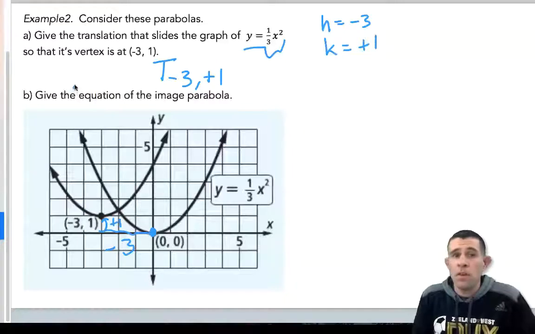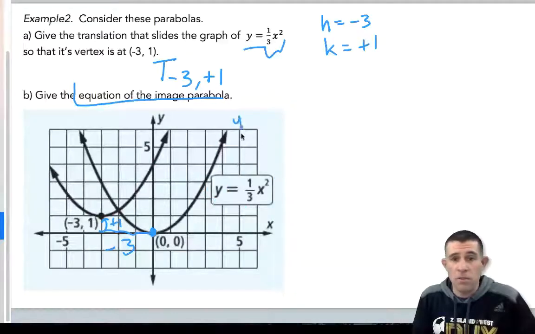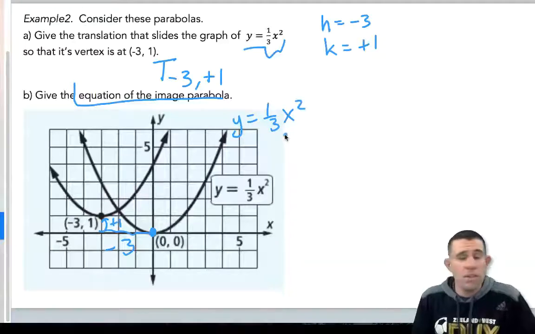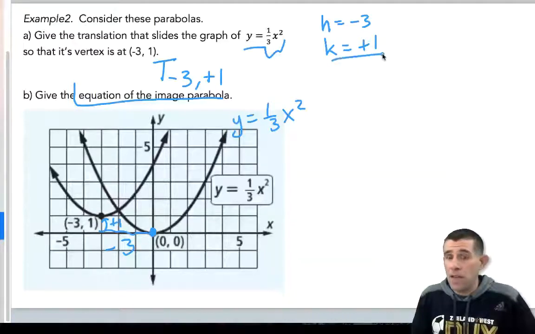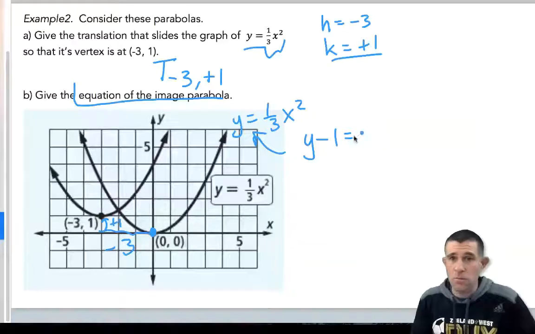Now, we also want to give the equation of that image parabola. So notice that the equation for the original is y equals 1/3 x squared. We said that we could produce the same result if I replace y with y minus k. So if I replace y from my original equation with y minus k, then I'll have y minus 1 is equal to, and then I'm also going to replace x with x minus h.